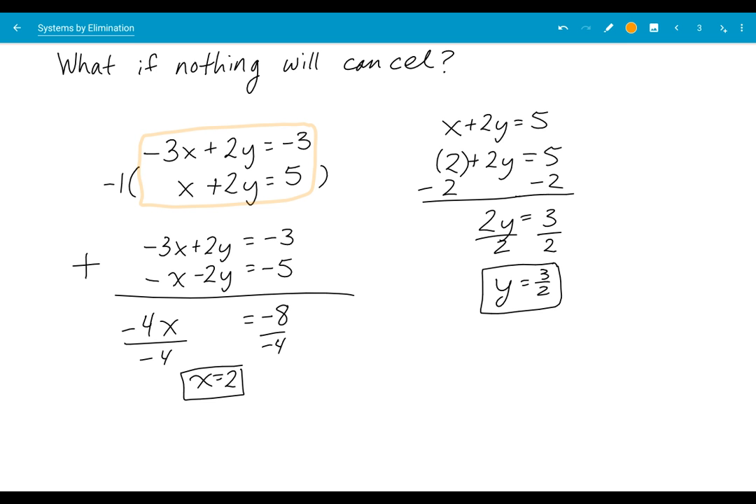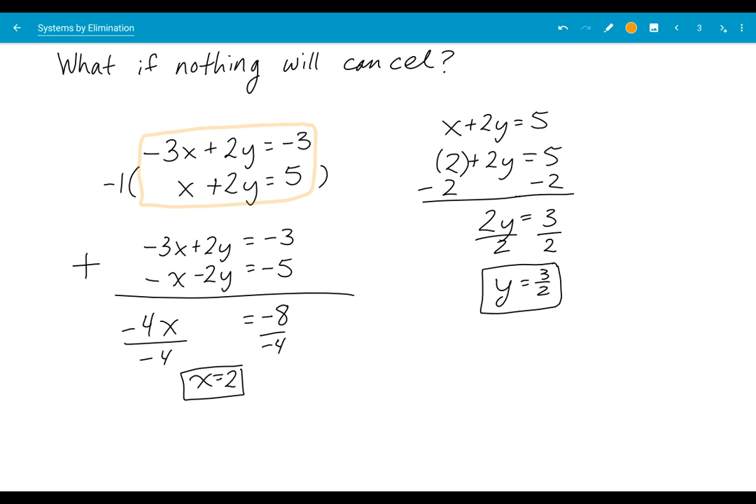You'll notice that the y's have the same coefficient, but not opposite signs. The x's have opposite signs, but not the same coefficient. One is a 3 and one is a 1. So I could choose either of these, but I've chosen to deal with the y's. I only have to change their sign in order for them to eliminate.